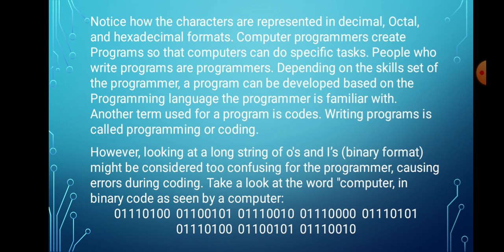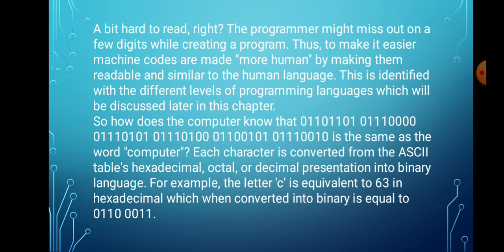However, looking at a long string of 0s and 1s in binary format might be too confusing for the programmer, causing errors during coding. Take a look at the word computer in binary code as seen by a computer. A bit hard to read, right? The programmer might miss out on a few digits while creating a program. Thus, to make it easier, machine codes are made more human by making them readable and similar to human language. This is identified with the different levels of programming language, which will be discussed later in this chapter.